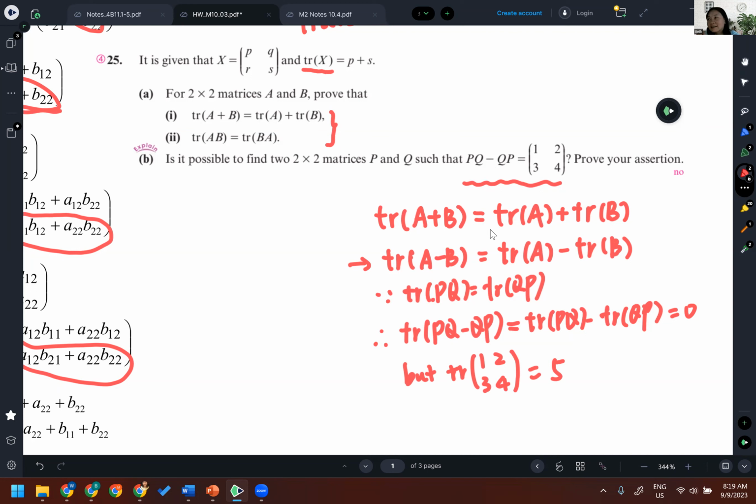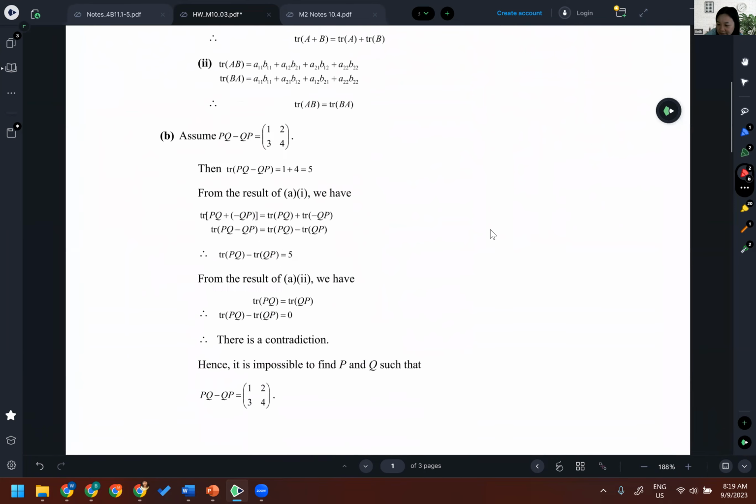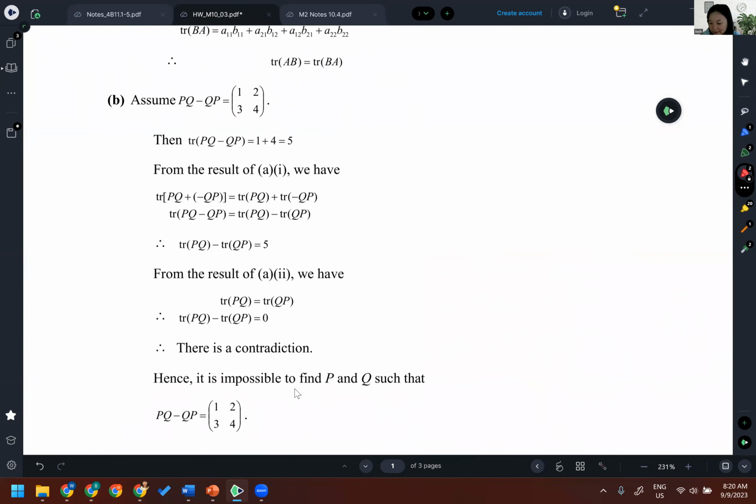So it's not easy. From the addition, you must think of the subtraction. And then think about the trace of both left-hand side and right-hand side. This is the standard answer. Hence, it is impossible to find P and Q such that PQ minus QP equal to this matrix.